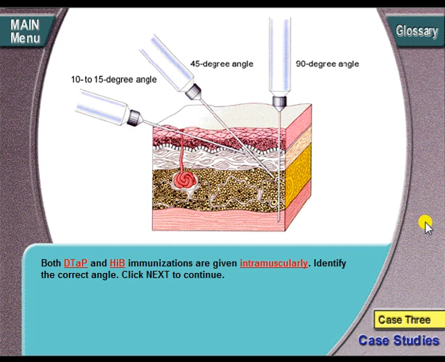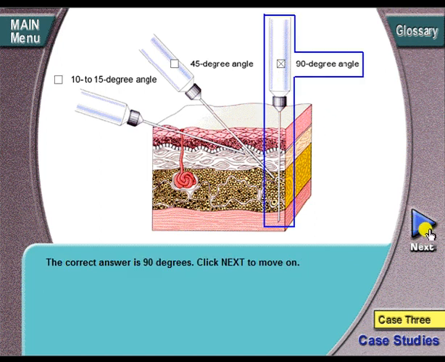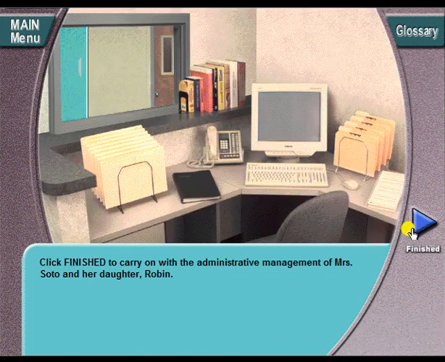Both DTaP and HIB immunizations are given intramuscularly. Identify the correct angle. Click Next to continue. Click Finished to carry on with the administrative management of Mrs. Soto and her daughter Robin.